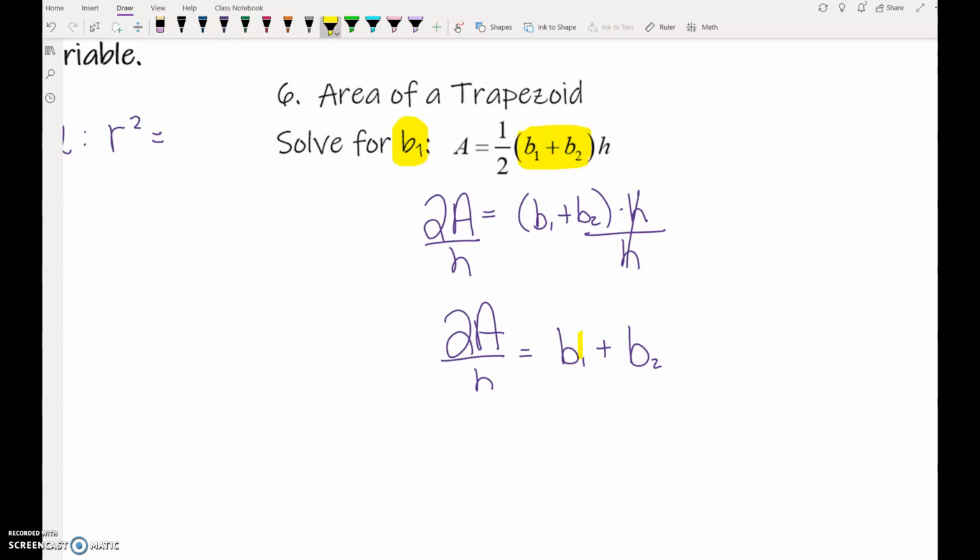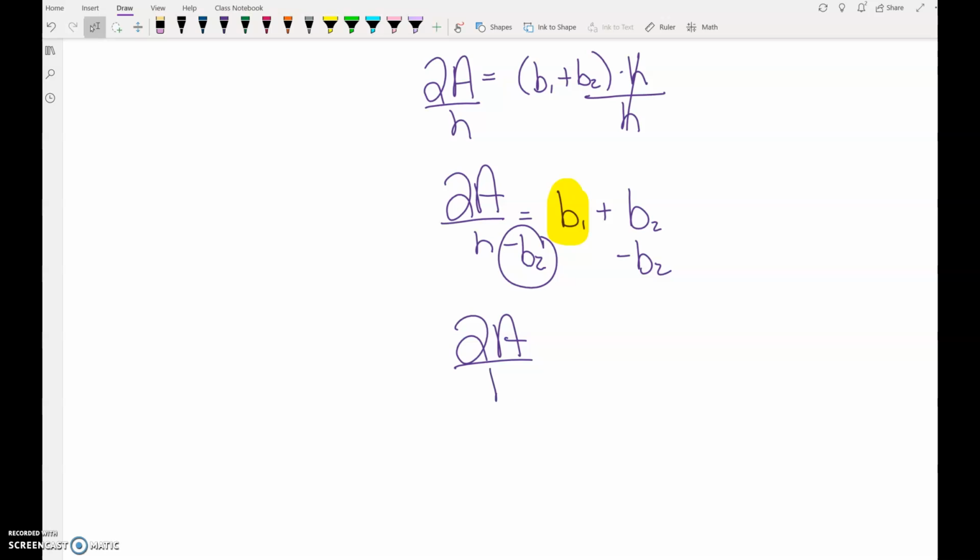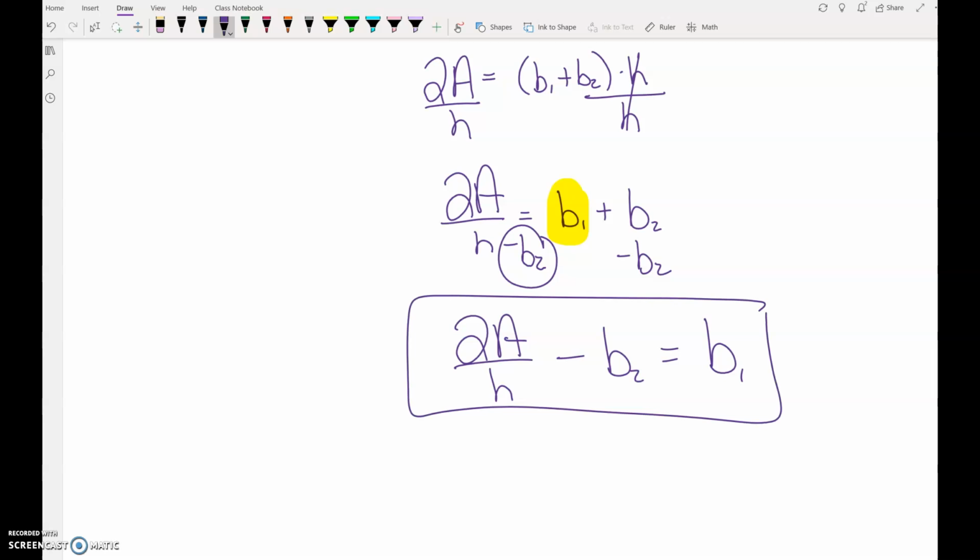So to get B1 by itself, how do we get rid of that B2? Subtract B2. Where do you put this thing? After the fraction. 2a over h minus b2 equals b1. That last example is kind of ridiculously easy. Are you okay with skipping it? All right.